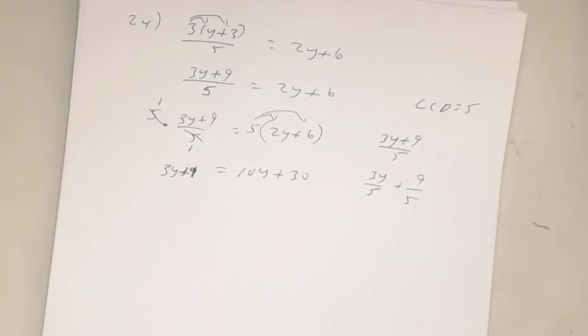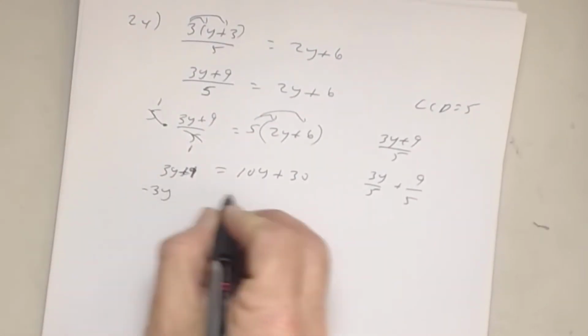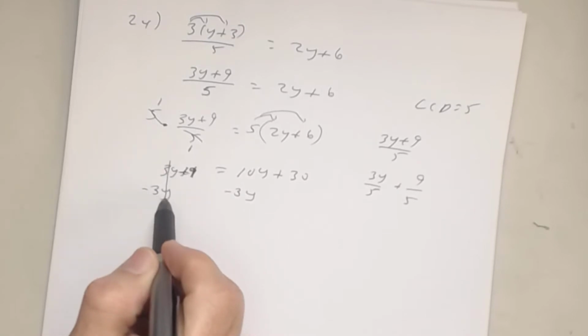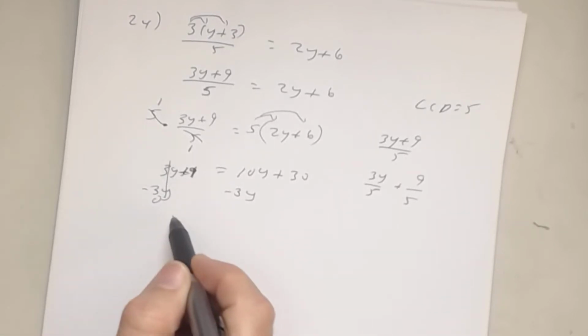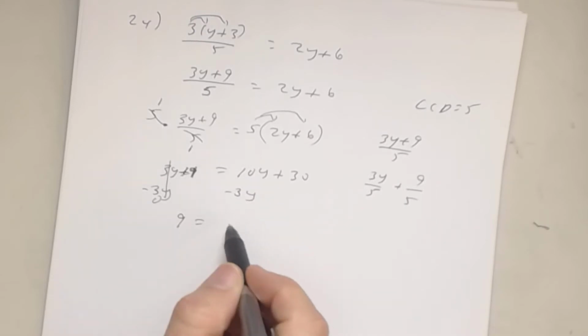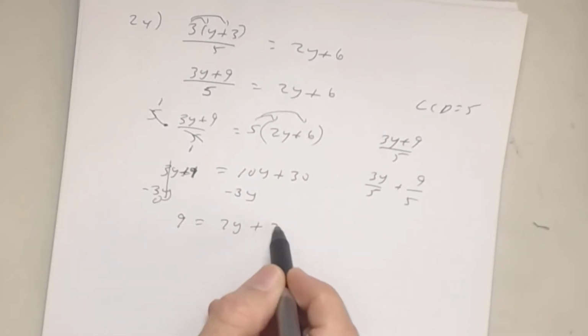Okay, so you're going to add 3y, or subtract 3y? Adding 3y is not going to help. 3y plus 3y is not 0. So what are you going to do? Subtract 3y from both sides. And then combine like terms. What's 3y minus 3y? What's 0 plus 9? Good. What is 10y minus 3y? And then plus what? 30.